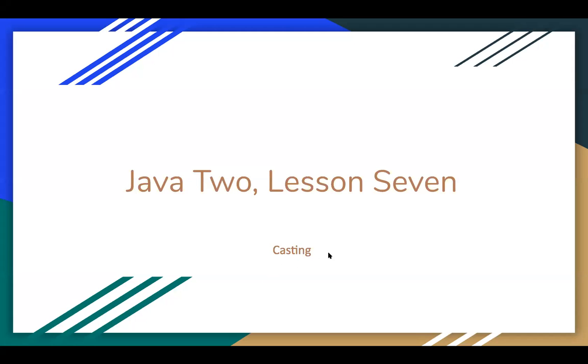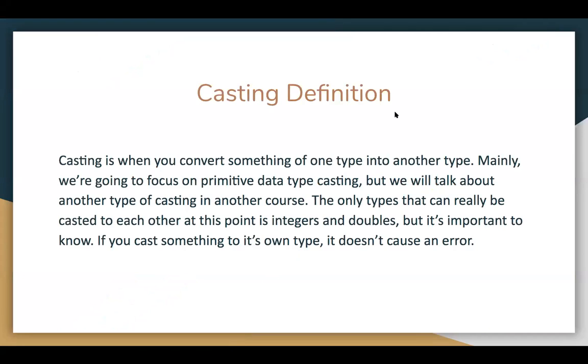Okay, so today's Java 2 lesson 7, today's topic is casting. It's a short lesson, but it's important background information. So, casting definition: casting is when you convert something of one type into another type. Mainly today, we're just going to focus on primitive data type casting, but we'll talk about another type of casting in another course. There are other types of casting besides what we're focusing on today.